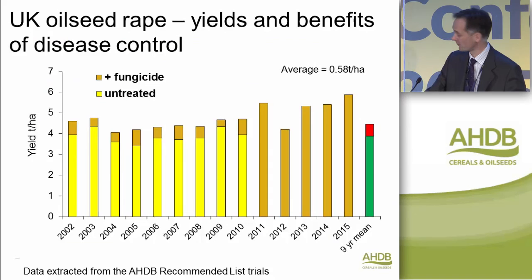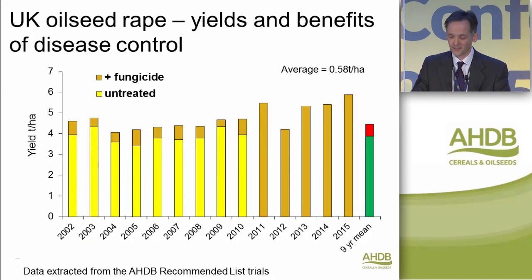Just thinking about yields and yield response in rape, actually 2015, just like with wheat and barley, was one of the highest yielding seasons within the recommended list, with yields topping out on average at just below 6 tonnes per hectare. Phenomenal. You'll note it's not that there is no yield at all when we don't treat.